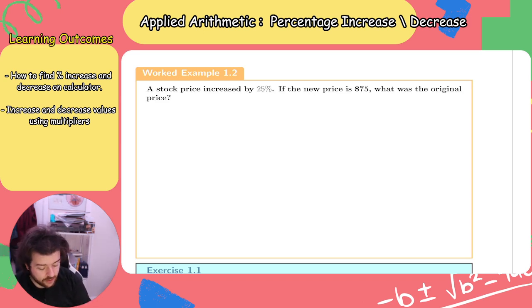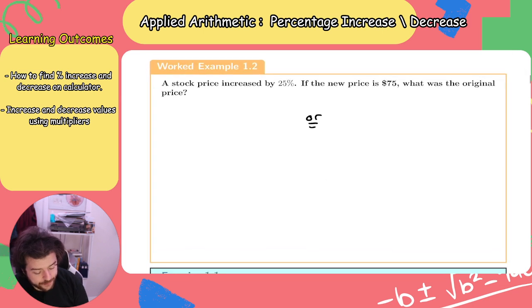So there's two ways of doing it. I'm going to show you the first way algebraically, and then I'm going to show you the second way using our multipliers. I'm going to have here, the new price is 75, right? So that's the new price. I'm going to let X equal the old price.